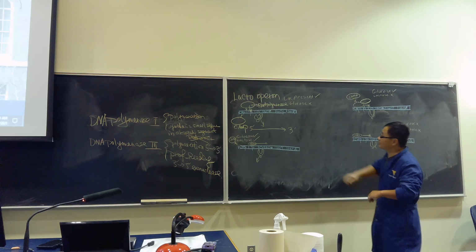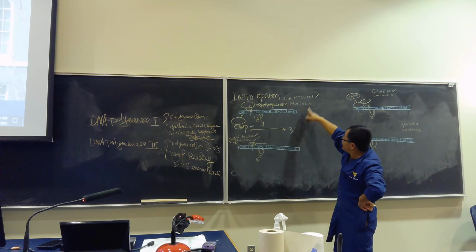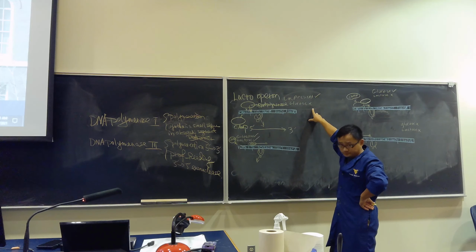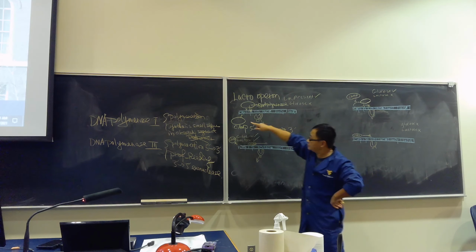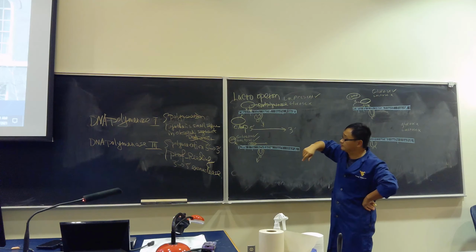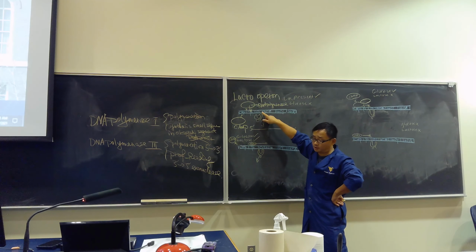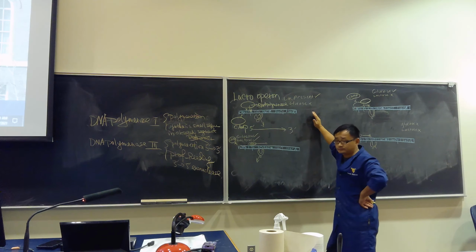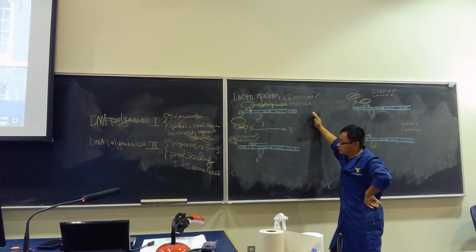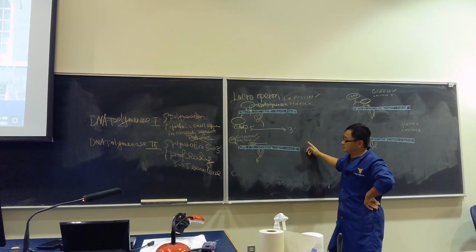So we want to measure again. If lactose is present and no glucose, what's going to happen? cAMP will be attached to CAP, the repressor will not attach to the operator, and then RNA polymerase and the promoter will be combined, so transcription will happen. Okay, that's important.